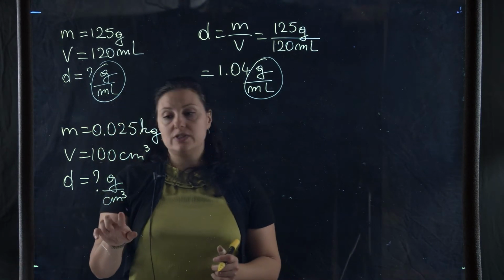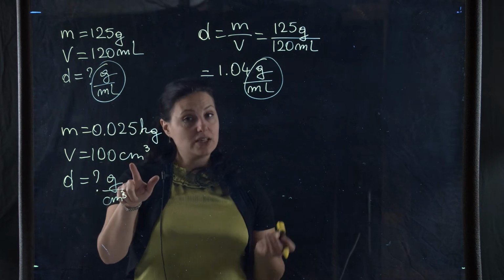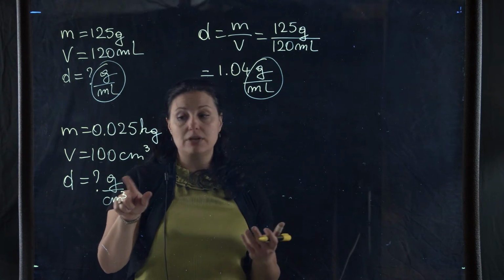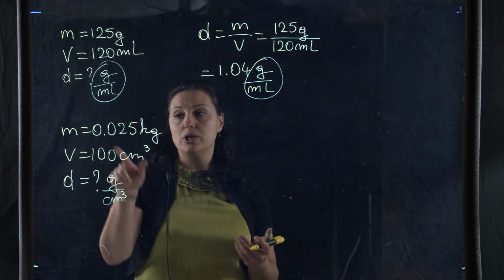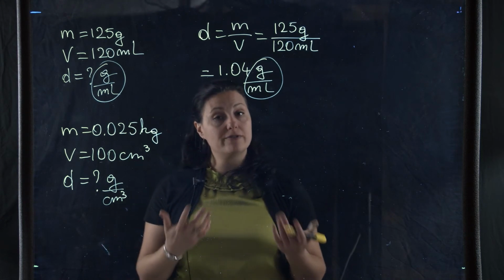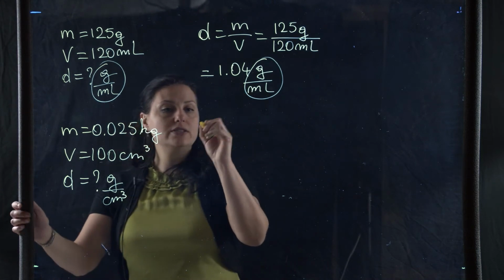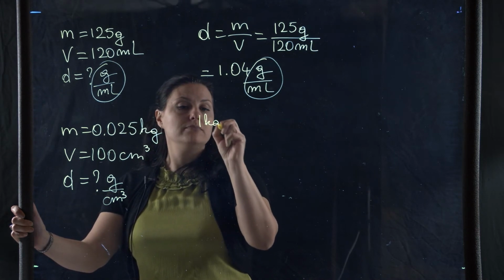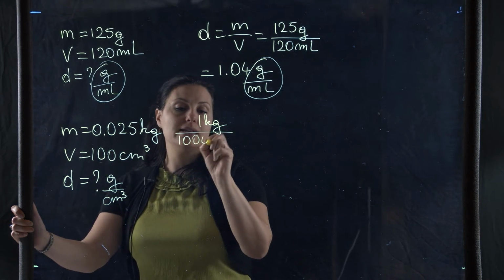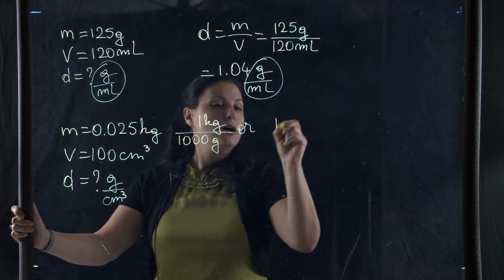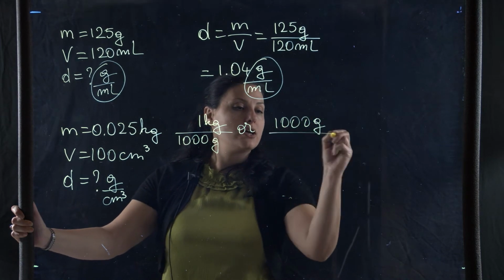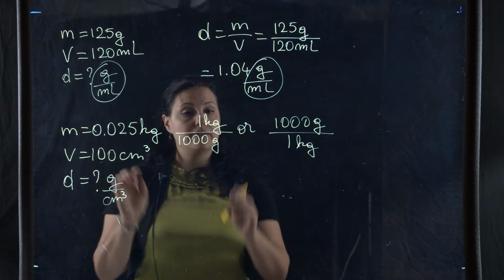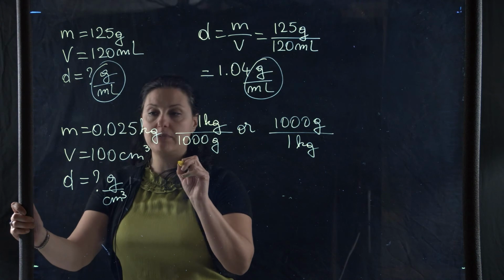Okay, if I look at the units for density, I see that my volume is in the correct unit. It's in centimeters cubed. But the mass, it's asking me to figure it out in grams per centimeters cubed. My mass is in kilograms, so I first have to convert that to grams. So let's do that. I know that my conversion factor, 1 kilogram has 1,000 grams, or 1,000 grams are equal to 1 kilogram. Once again, start with what you are given, not with the conversion units. Get in the habit of doing that.